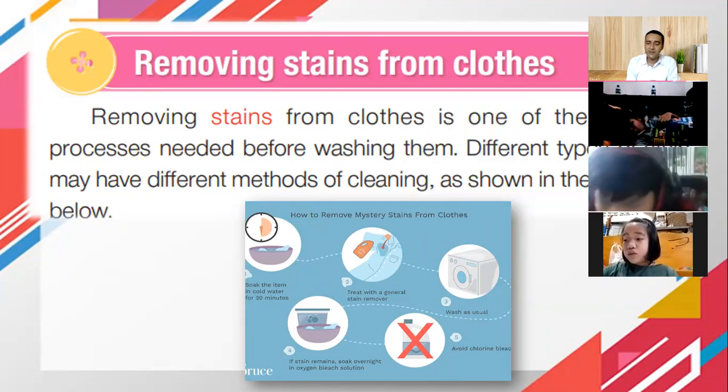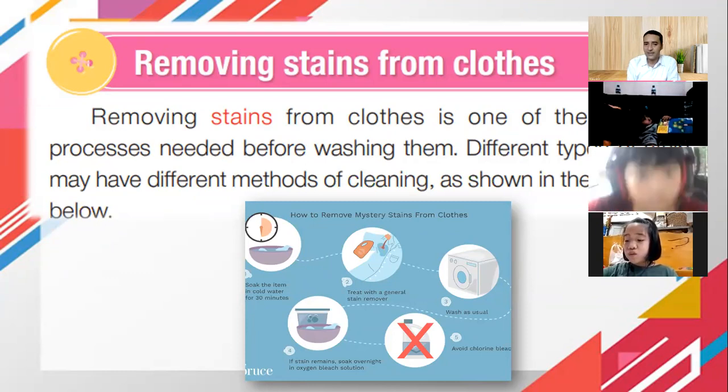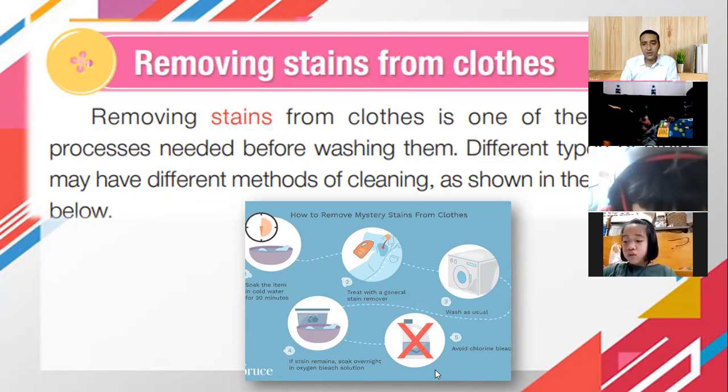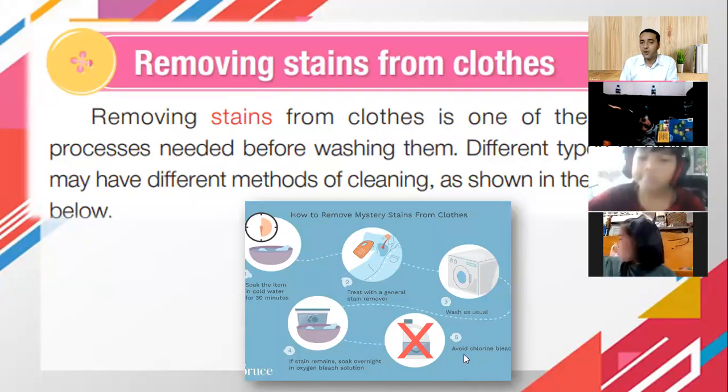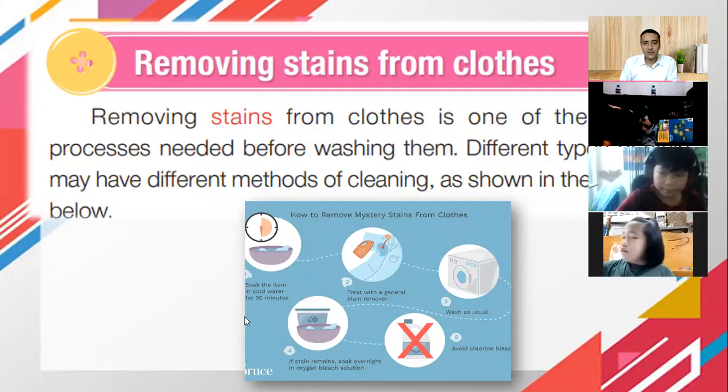Okay, for example, if the stain is very hard and it cannot be removed with the first three processes, we have to soak it overnight. We have to keep it overnight in oxygen bleach solution. So it is going to help. But one thing we are not going to do, we have to avoid chlorine bleach. Chlorine bleach can damage the clothes, right? So we have to avoid that. So these are the four steps to remove the menstrual stain from clothes.